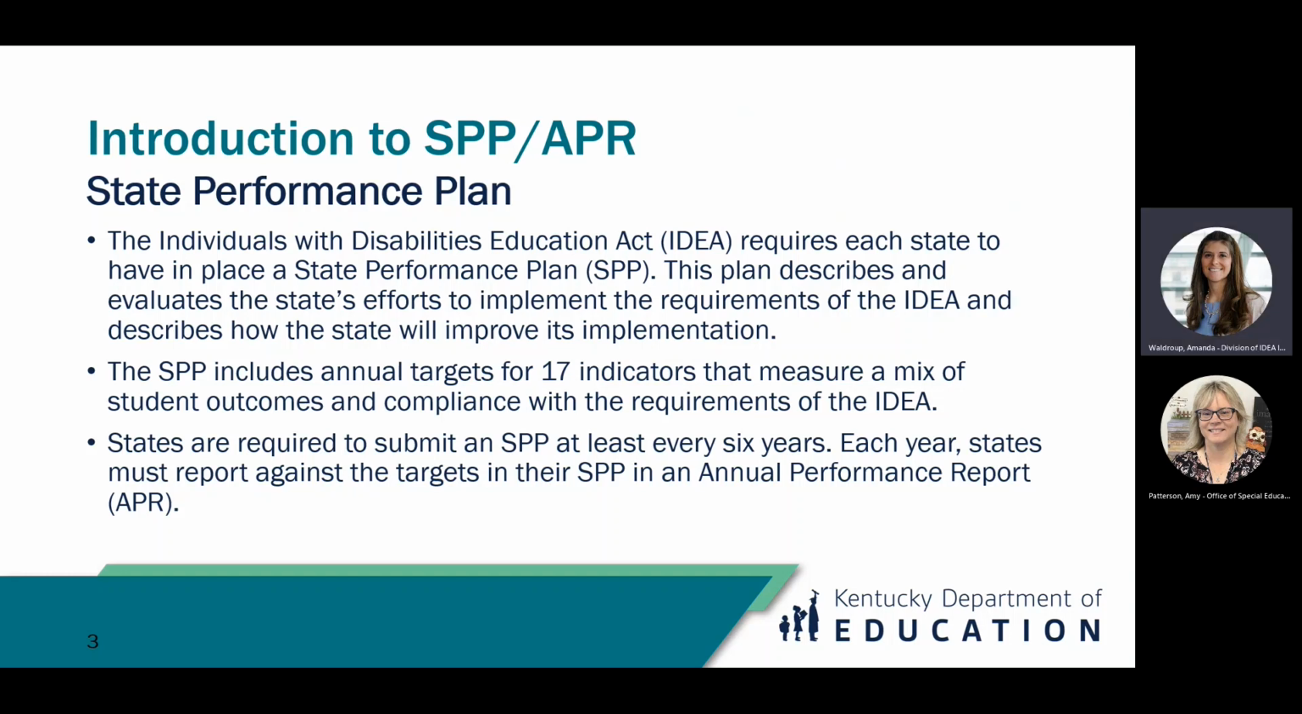The Individuals with Disabilities Education Act, known as IDEA, requires each state to have in place a state performance plan. This plan describes and evaluates the state's efforts to implement the requirements of the IDEA and describes how the state will improve its implementation. The SPP includes annual targets for 17 indicators that measure a mix of student outcomes and compliance with the requirements of the IDEA. States are required to submit an SPP at least every 6 years. Each year, states must report against the targets in their SPP in an annual performance report.